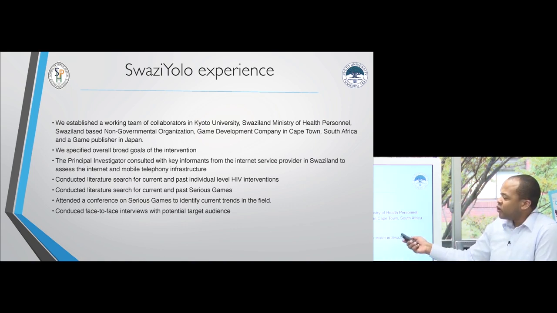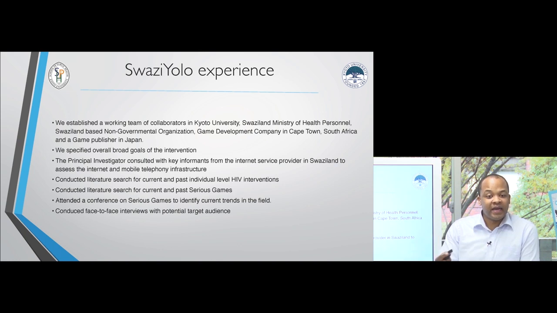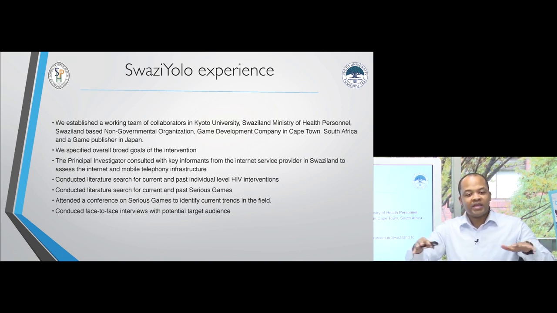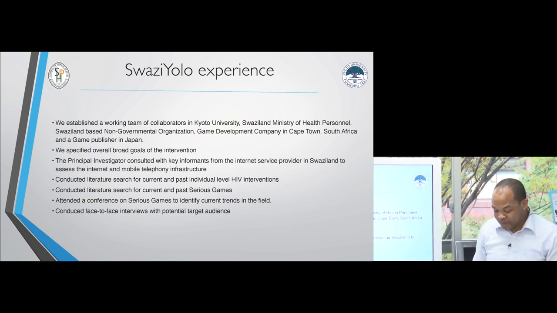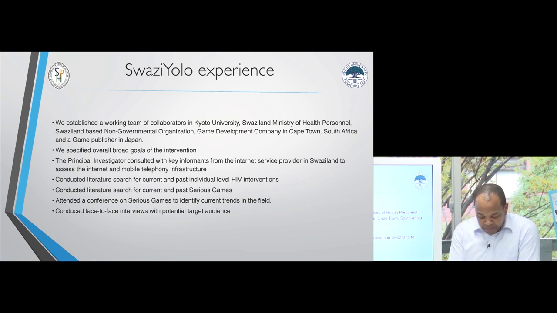And then also we consulted with the internet service provider in Swaziland to actually know the internet speed, the download speeds, and who were using which phone. So we needed to know the distribution of phones in the country, because we wanted to see if people would actually use the game. So we consulted with them as well.